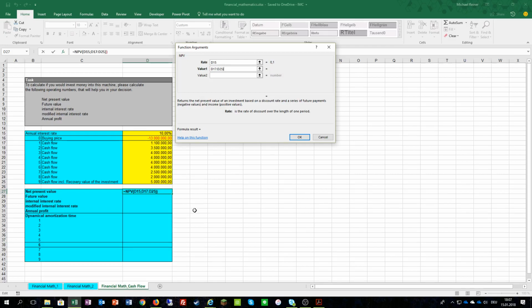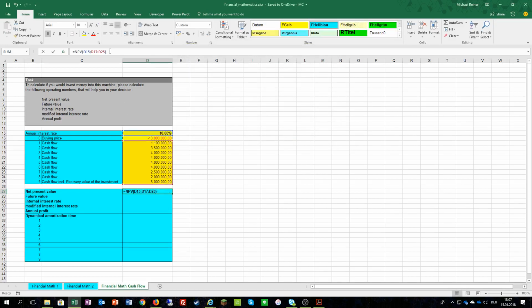And so we are calculating down the cash flows, and out of this result we need to subtract the buying price. Please be aware, if you subtract the buying price now, we need to make it plus, because the buying price is shown negatively. So if we calculate the net present value, you see that the total is 5.7 million, and that means we get 5.7 million more than if we put the 13 million in the bank at 10%.